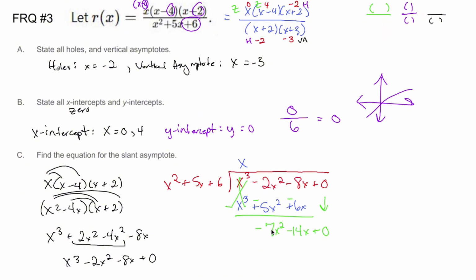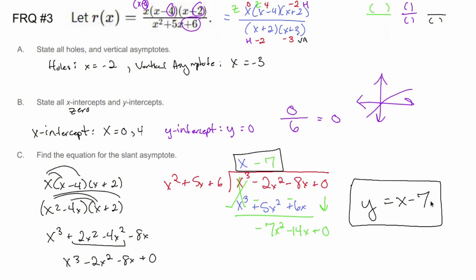X squared times what is negative 7x squared? Negative 7. Now here, I can stop. And if you're like, whoa, why? We're not done with the problem. I know we're not done. But in order to find the slant asymptote, you are trying to find what happens before the remainder. I don't care about the remainder. All I know is I'm going to get a linear equation y equals x minus 7. Doing the rest of this problem would serve one purpose and one purpose only, to find the remainder, and I don't need that. So the slant asymptote is the linear equation y equals x minus 7. We can stop right there.